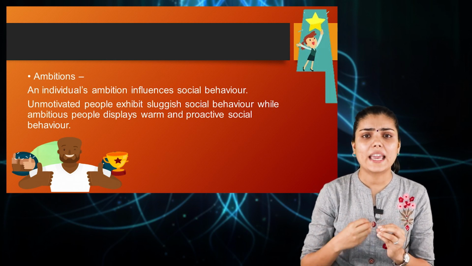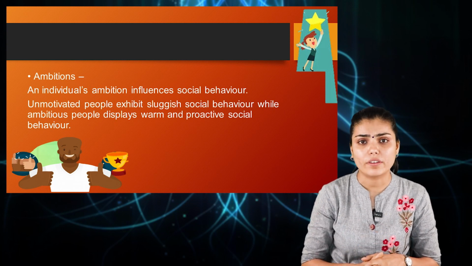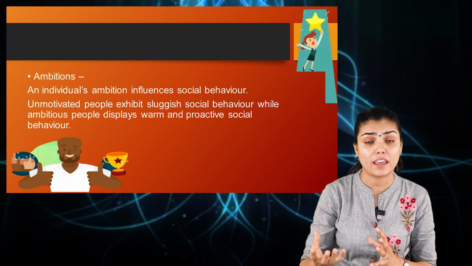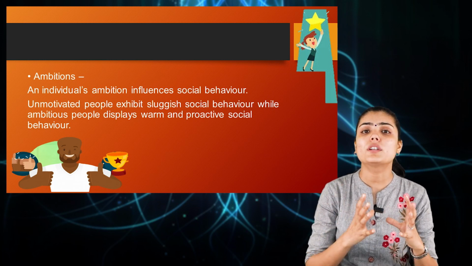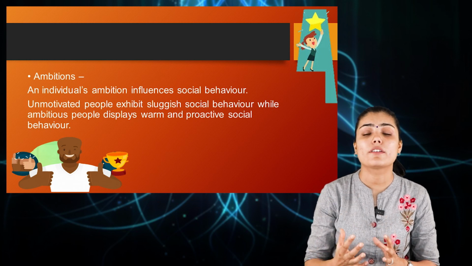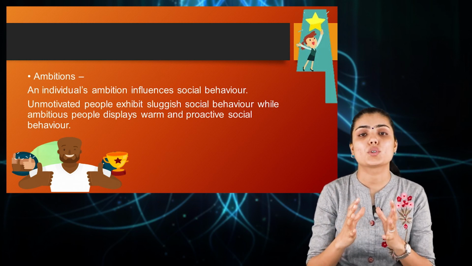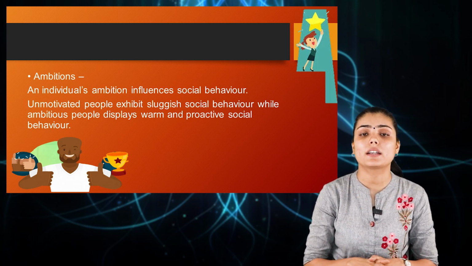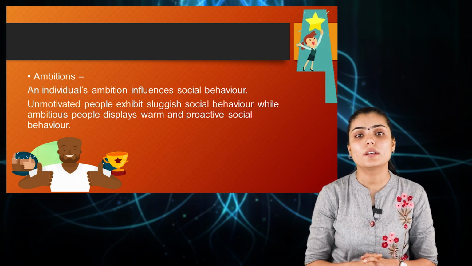Unmotivated people exhibit very sluggish behavior, right? But the motivated people or the ambitious people display warm behavior towards other people, social behavior. So ambition also is one of the major factors affecting our social behavior.